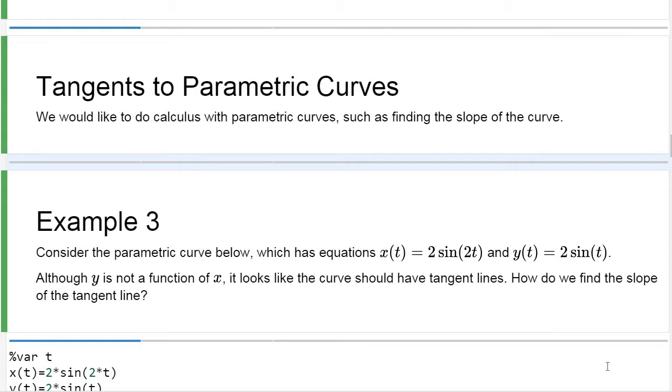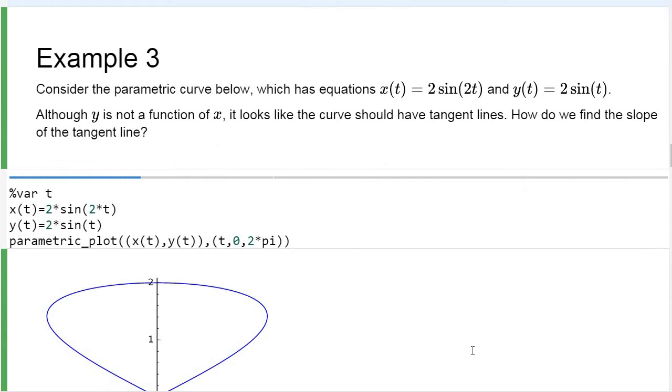Of course, we don't want to just graph these things. This is a calculus class, so we want to do some calculus. We want to find slopes of curves and draw tangent lines, stuff like that. So in this example, we're going to consider x of t is 2 times the sine of 2t, and y is 2 times the sine of t.